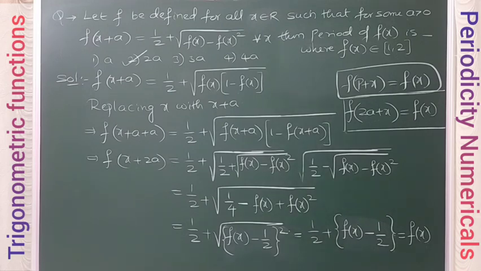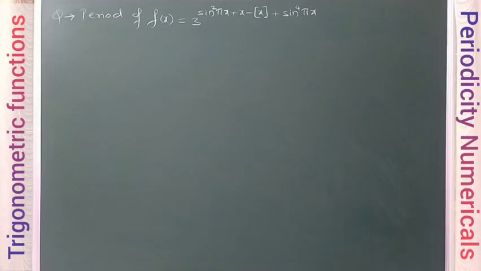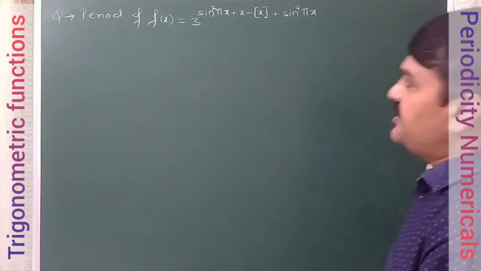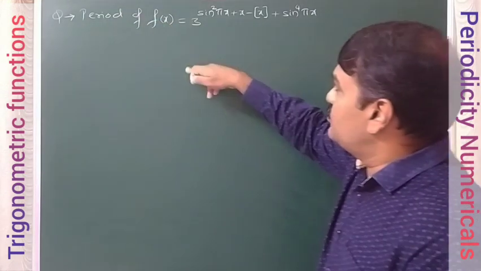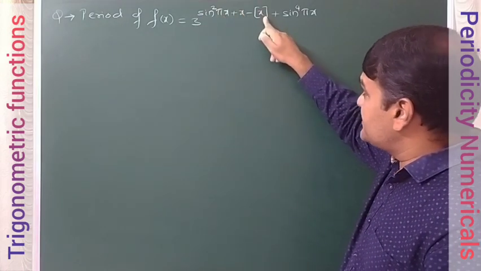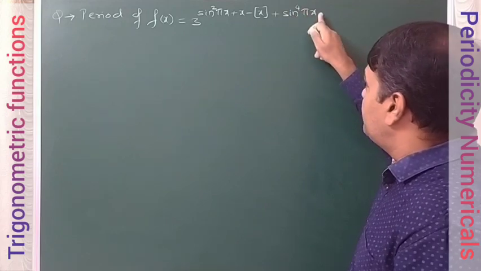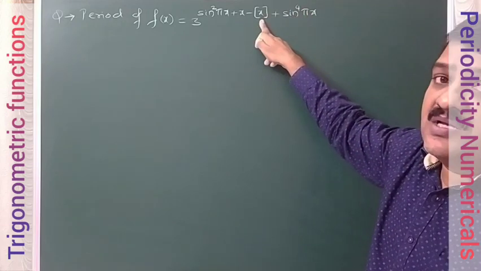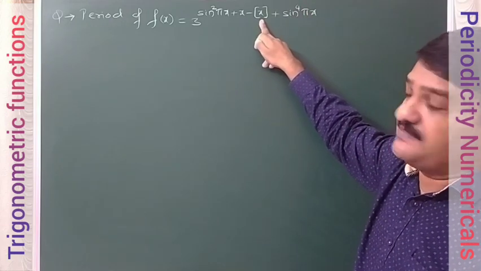Okay, so let us move on to the next question. The period of f of x is equal to 3 power sine square pi x plus x minus step x plus sine power 4 pi x. This is step x, or integral part of x.